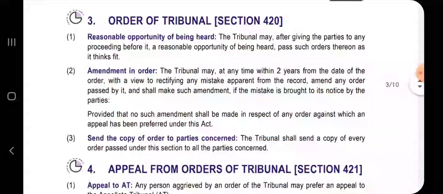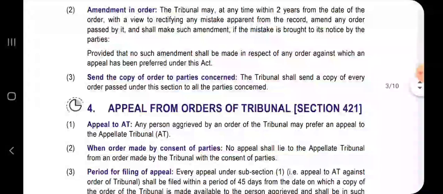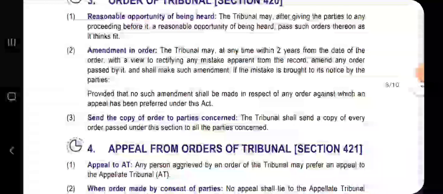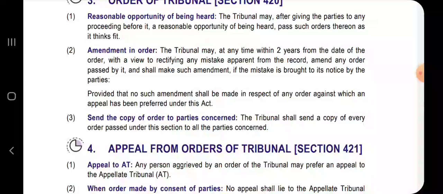What it is saying is, we know that any person aggrieved by the order of NCLT can appeal before NCLAT, that is the appellate tribunal. Suppose NCLT wants to amend its order, but the same order has already been appealed against in NCLAT, then such orders should not be amended by NCLT. Hope you are clear with this. Second, the copy of the order to the parties concerned. This is obvious. The two things that are obvious in orders are that it should be passed by giving a reasonable opportunity of being heard, and the second is that the copy of the order should be given to both the parties to the appeal. Hope this is clear to you.